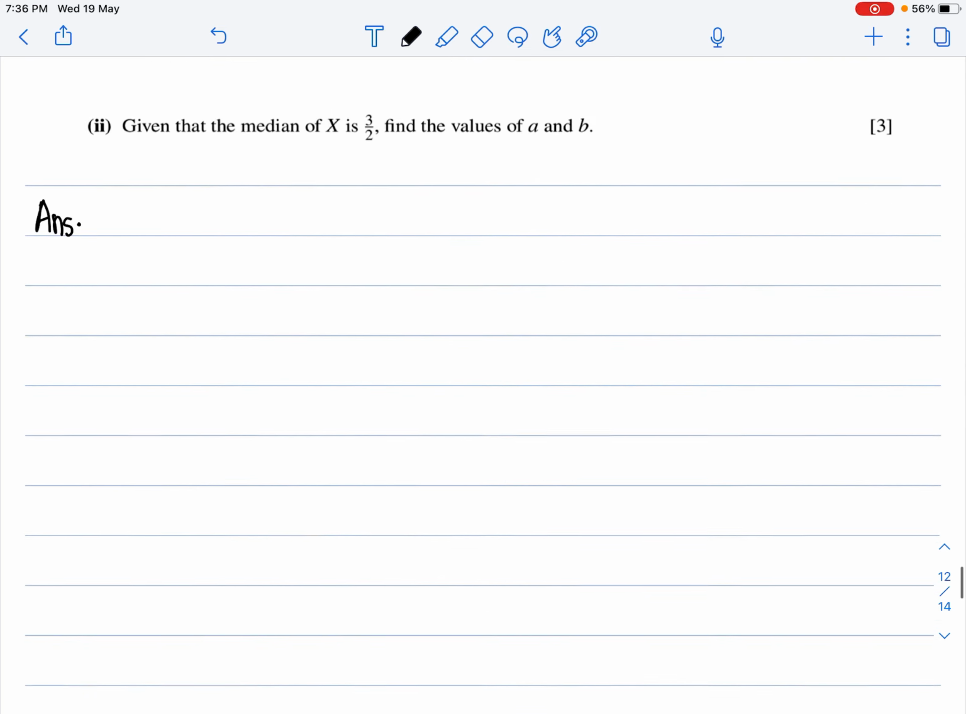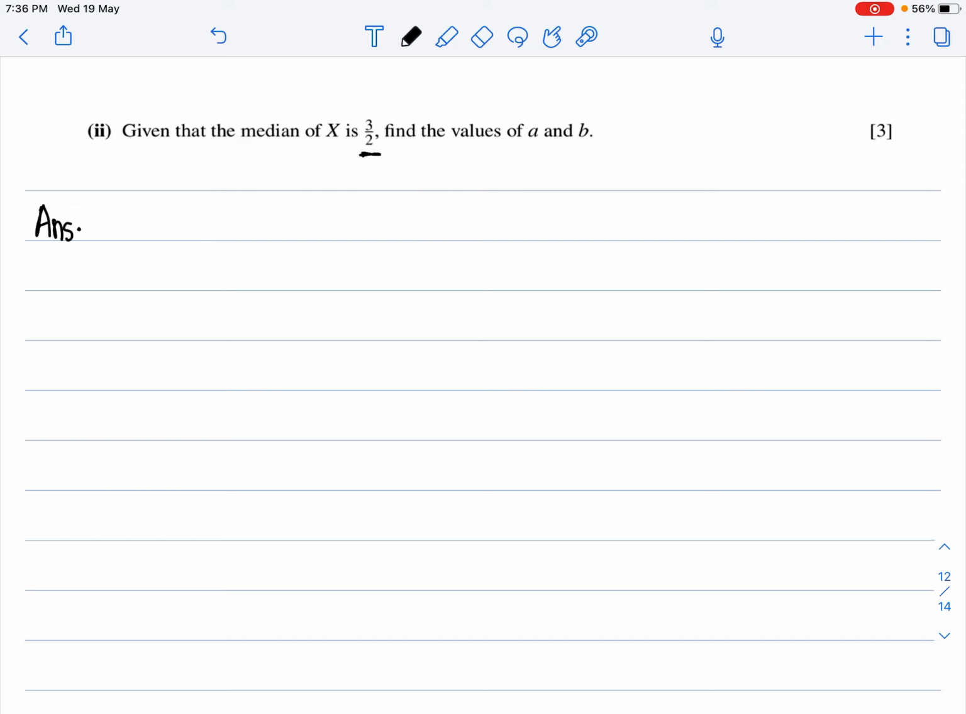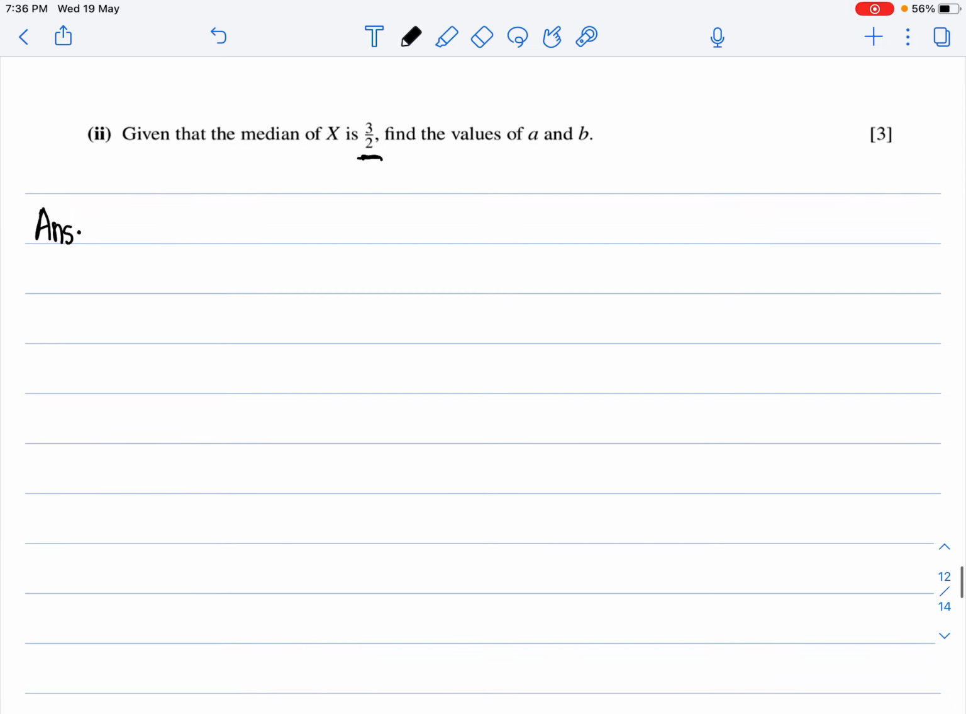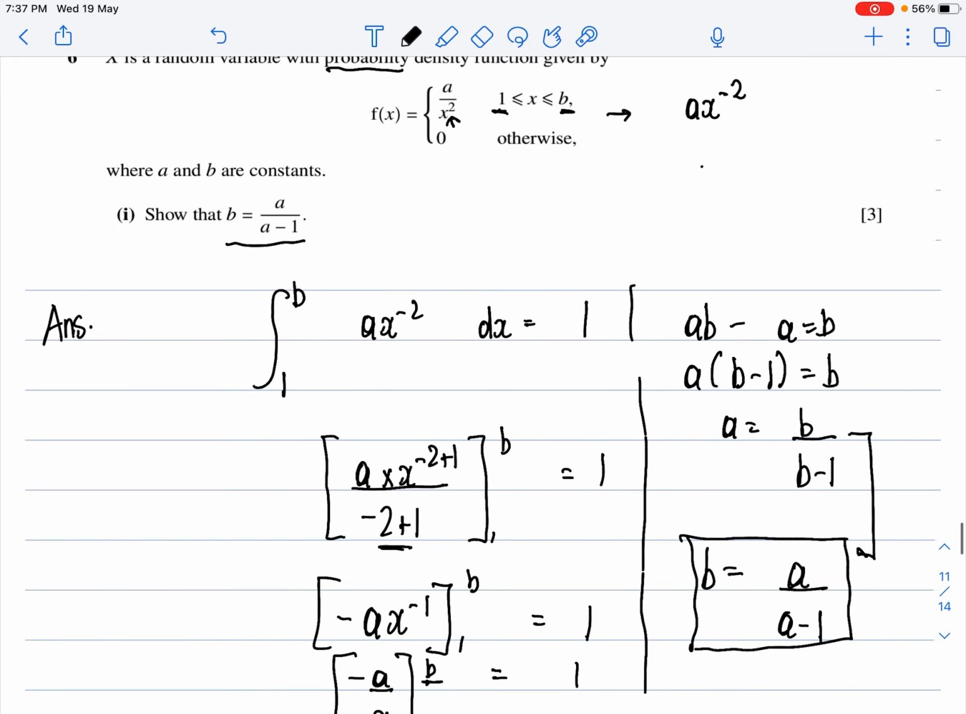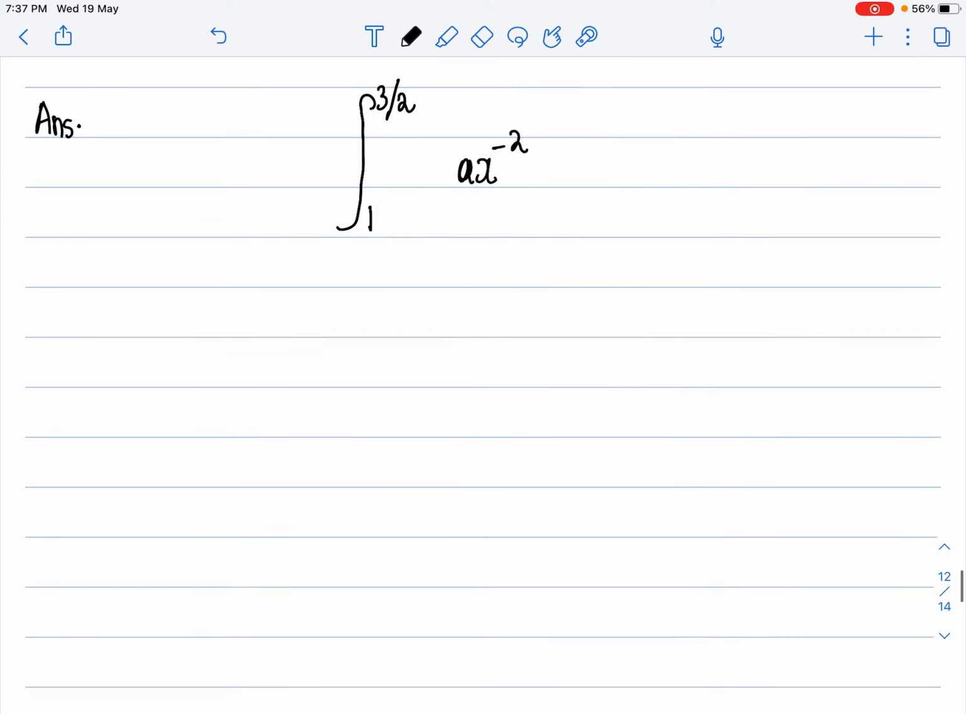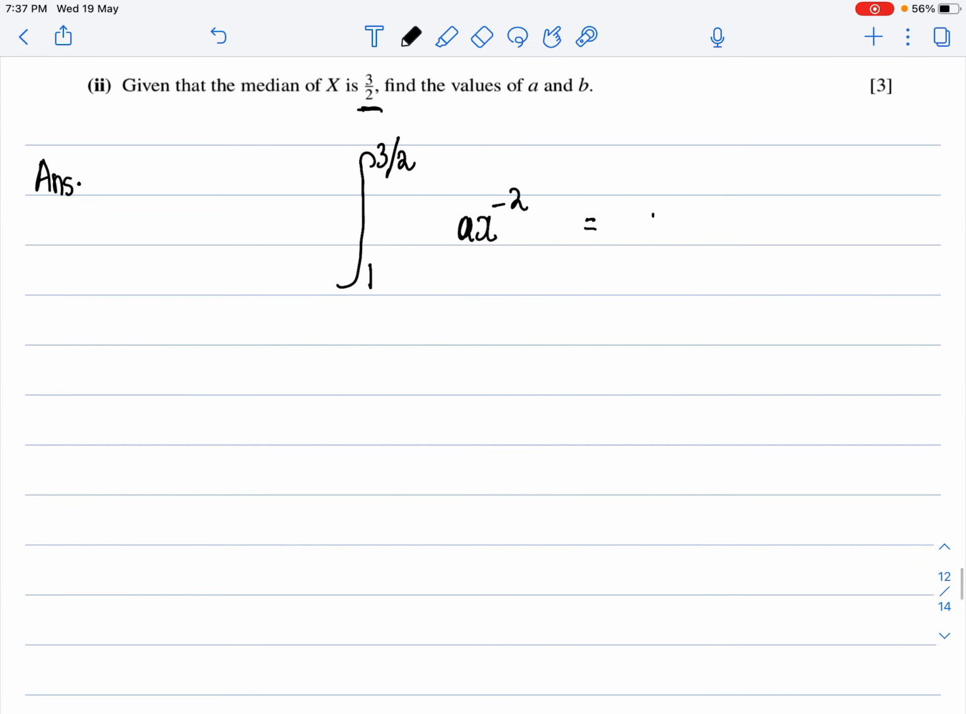Now, given that the median of x is 3 over 2, find the values of a and b. So they have told me my median is 3 over 2, and my integration starts from 1. My function is a into x raised to minus 2, which we wrote here, and I know this integral is equal to 0.5 as it's the median.